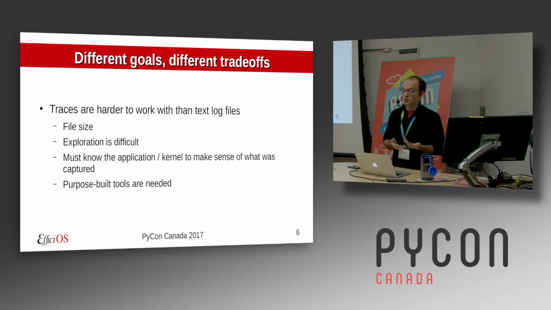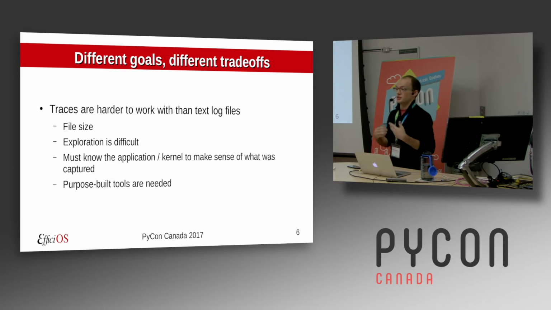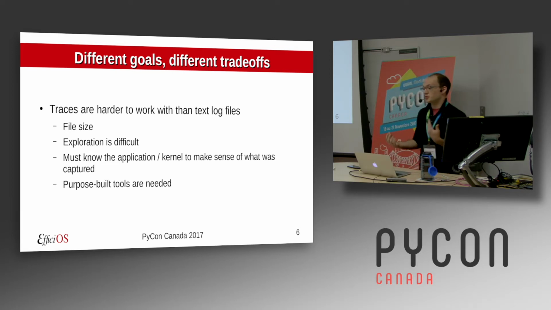And traces are harder to work with than text log files, because obviously we're producing a lot of events. Files are going to be huge, typically. So that makes the exploration difficult, and that's why we want to build our own tools or use tools that are made to track some things in the kernel from those traces.